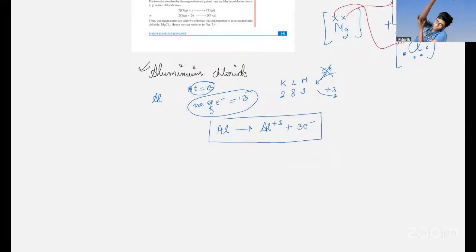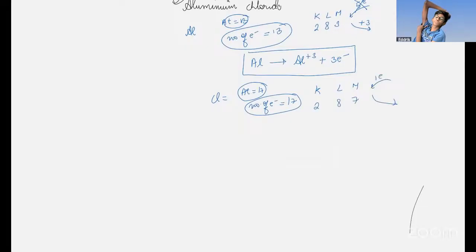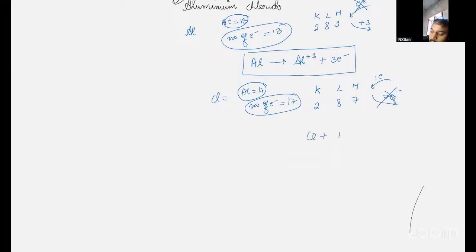Yes. For chlorine, the atomic number is 17, and then 2,8,7, and the number of electrons is 17. Then Cl plus e minus equals Cl minus 1. So Cl will take 1 electron to become chlorine -1.